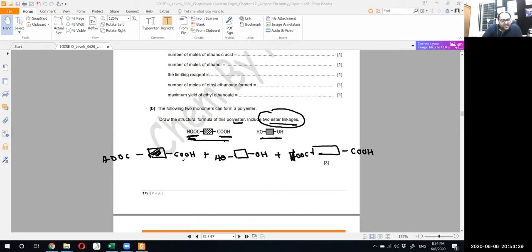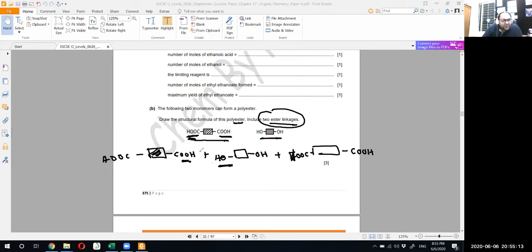So we have a carboxylic acid here. And we have an alcohol here. What would form? Ester? Yeah, very good, polyester. It's going to form an ester.